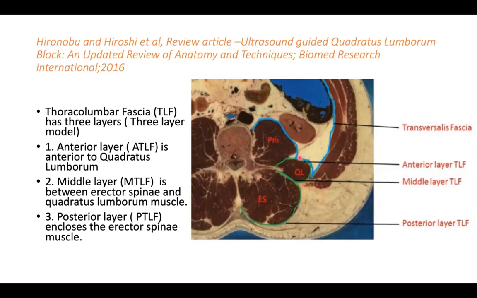A breach in fascia transversalis or in the anterior layer of thoracolumbar fascia can cause spillage of drug in the peritoneal cavity or in the fatty layer of kidney or aorta's fascia, and it can lead to inadequate action of the block.